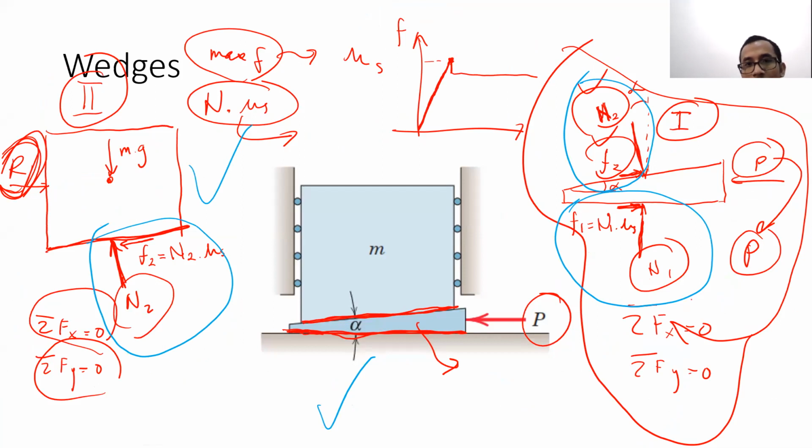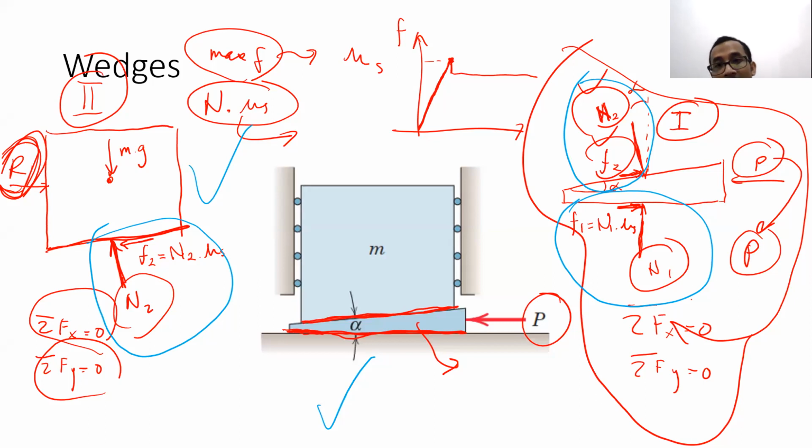But remember, when we talk about wedge, we always talk about the extreme condition. So the friction force there always depends on mu s or mu k, depending on the condition. If it's moving, then mu k. If it's stationary, then mu s. That's why the normal force and friction force are actually just one unknown. So it's better for you to not separate the unknowns there, because the friction force F1 is equal to the normal force multiplied by the mu.